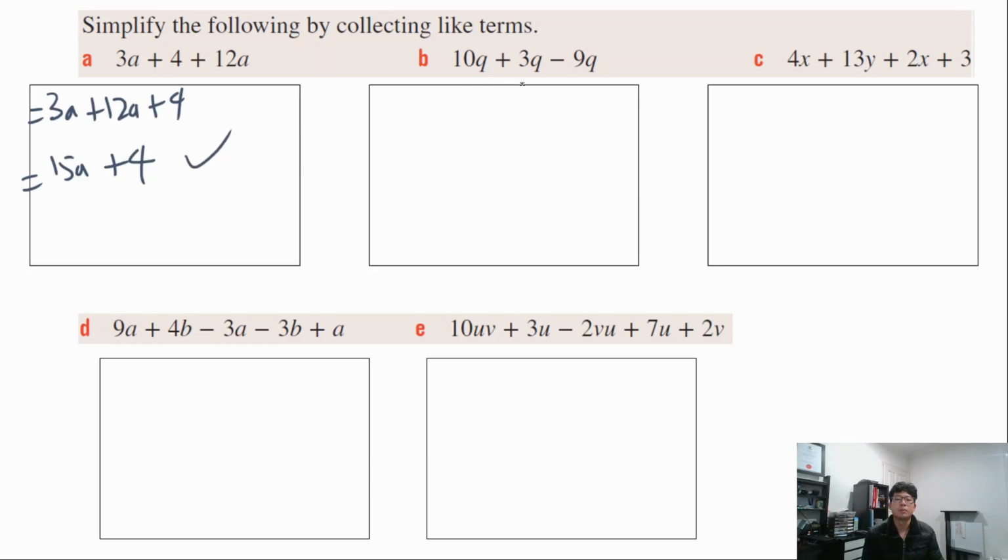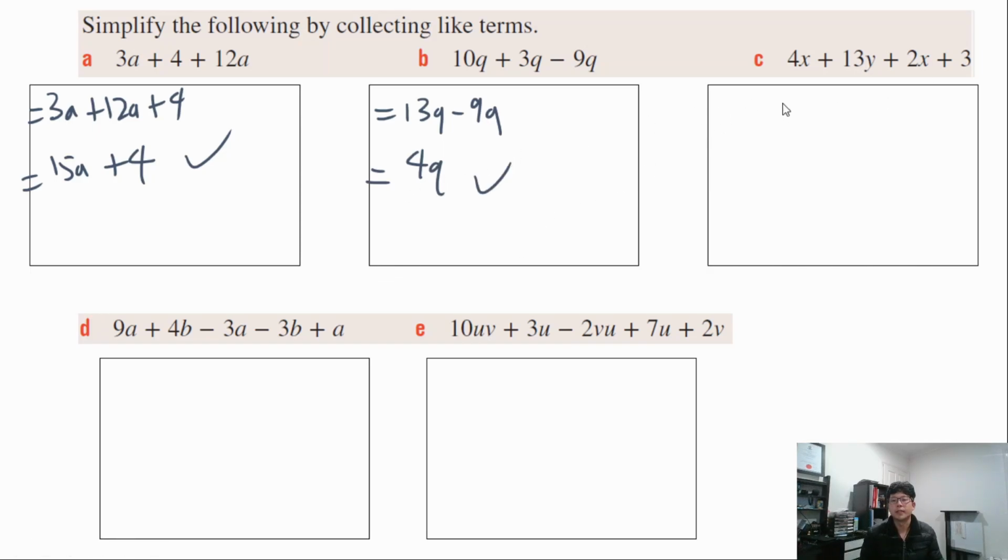Next we have 10q plus 3q minus 9q. That gives me 13q minus 9q. And 13 minus 9, that gives me 4q. Give yourself a tick if you got that one correct as well.